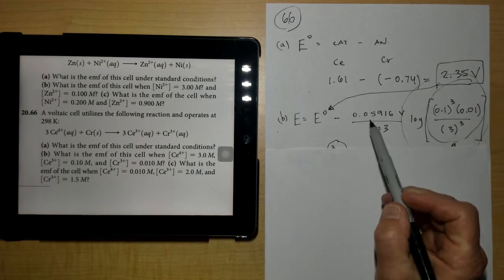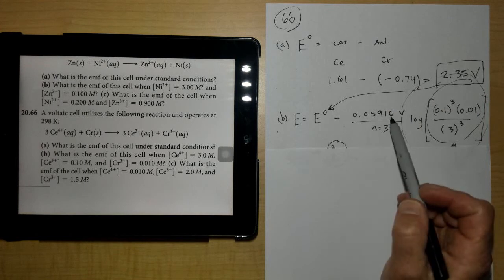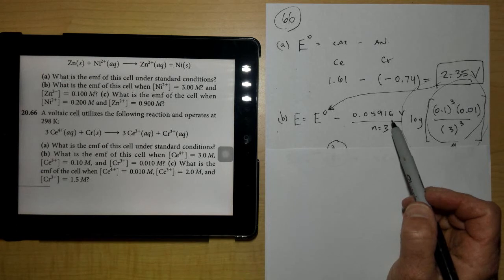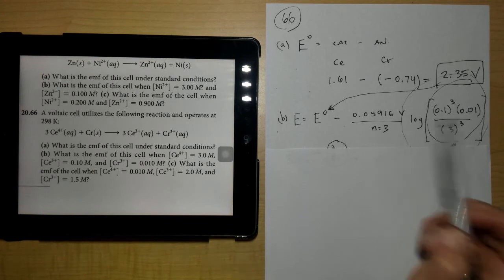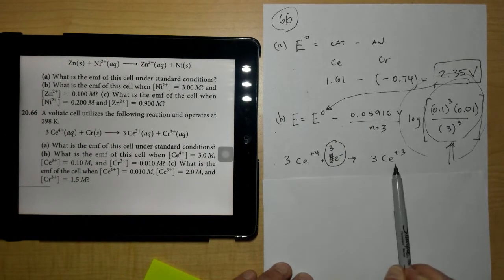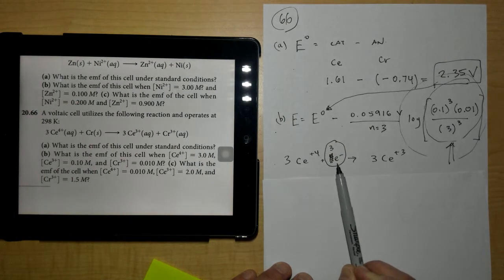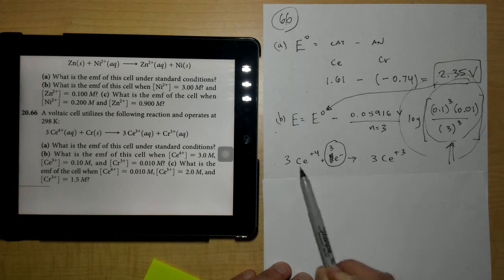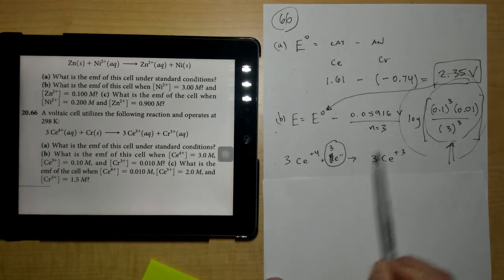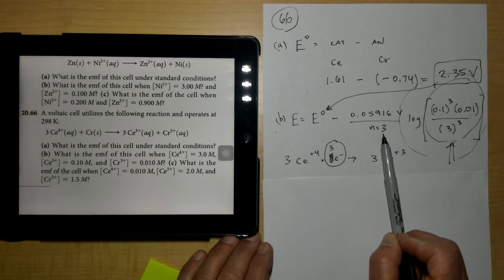And then here's my 0.05916, which results from combining R and T. And then I divide it by the number of electrons transferred. And so here's how I figure that out. I take one of the half reactions, and I decide how many electrons it is going to take to balance that half reaction and make the charge be the same on both sides. And there's 3 moles of electrons transferred, so n equals 3 down here.